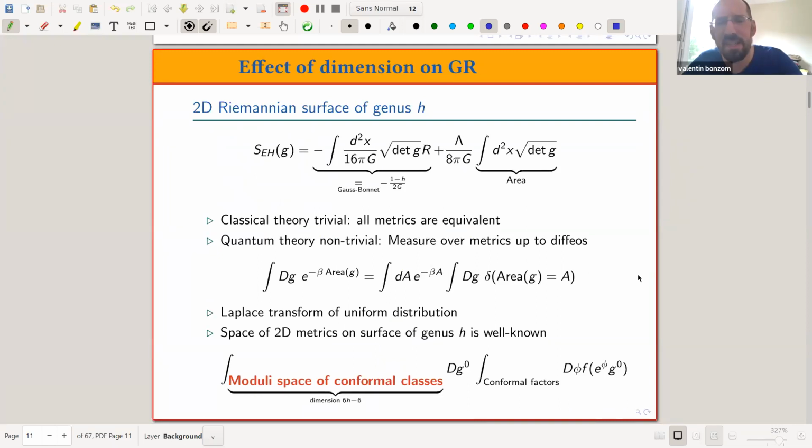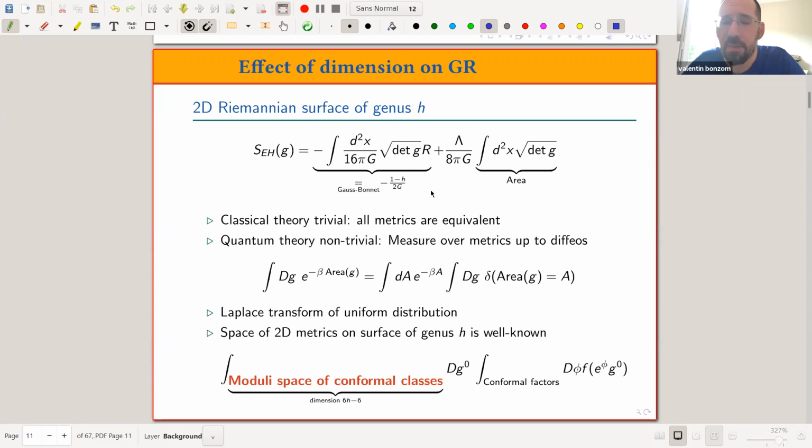Now, I want to emphasize the effect of dimension, because I told you that we have different models in 2D and 3D with different types of degrees of freedom. And the dimension is crucial. So first, let's have a look at two-dimensional gravity on a Riemannian surface. So this is Riemannian here, not Lorentzian, of genus h. And here I've given you the Einstein-Hilbert action in 2D. So you've got the two usual terms, curvature term and area term, or volume.